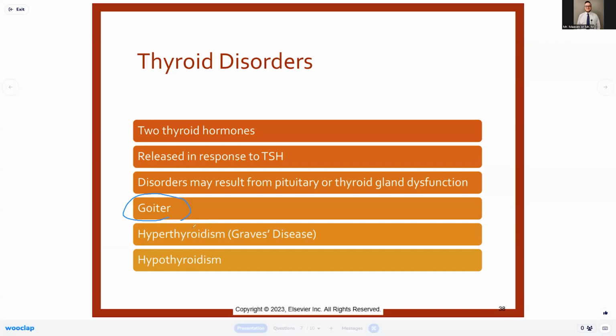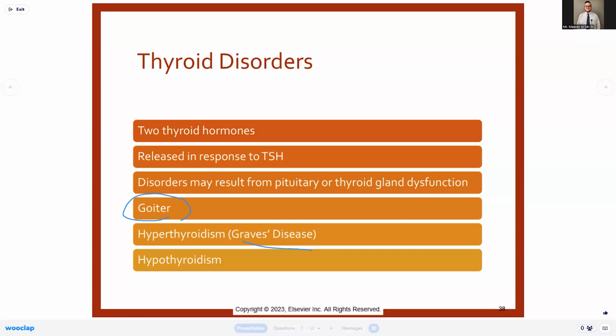So there's two variations of thyroid disorders. Basically, there's too much thyroid hormone being released and too little. Too much is hyperthyroidism, also known as Graves' disease. Hypothyroidism is too little thyroid hormone being produced. Again, think thyroid hormone, all about metabolism, energy burning.